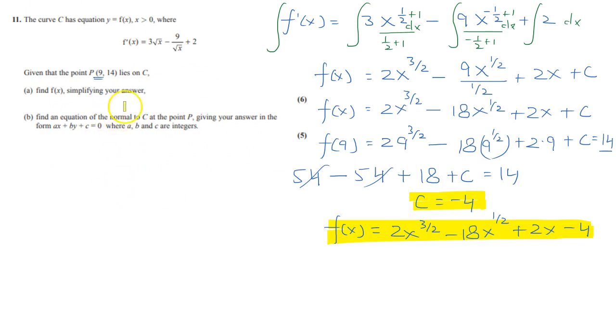Part B, find the equation of the normal to C at point P. So let us assume this is 9, this is 14, and the curve is something going like this, and this is a tangent, and this is a normal at 9, 14. Now we have to find the equation of normal. So first we find what is dy over dx at x is equal to 9.